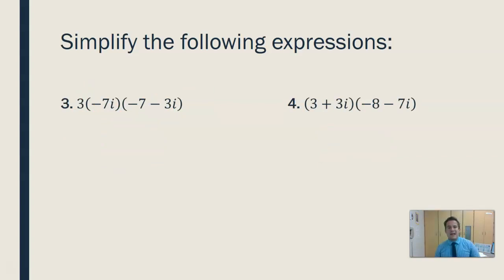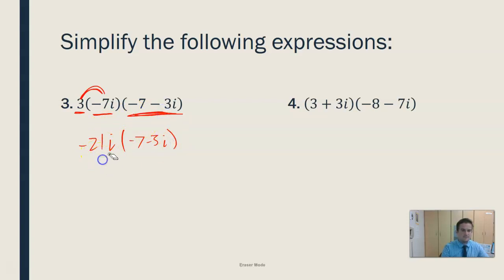Now we're going to go ahead and multiply some complex numbers. Again, multiplying is very, very similar to multiplying polynomials. We're just going to talk about a slight difference here. So here I have 3 times negative 7i times negative 7 minus 3i. There's 3 things here that I'm multiplying together. So first I'm going to multiply these two together. 3 times negative 7i is negative 21i. Okay. Now that I multiplied those two together, I can multiply this by negative 7 minus 3i.